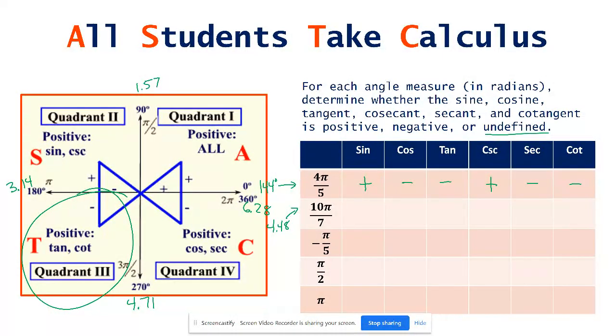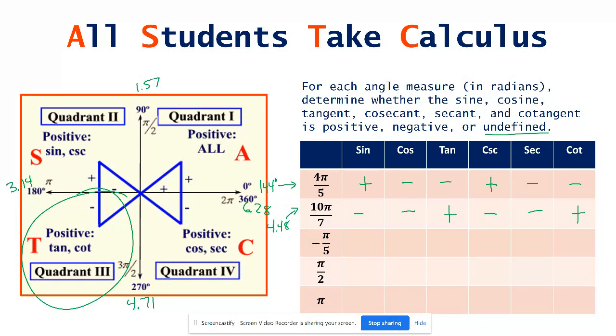And now I can fill this out. In quadrant 3, the tangent is the one that's positive of the first 3. The other 2 are negative. And then we just match up the reciprocals. So cosecant would be negative. Secant would be negative like cosine is. And then your cotangent would be positive.